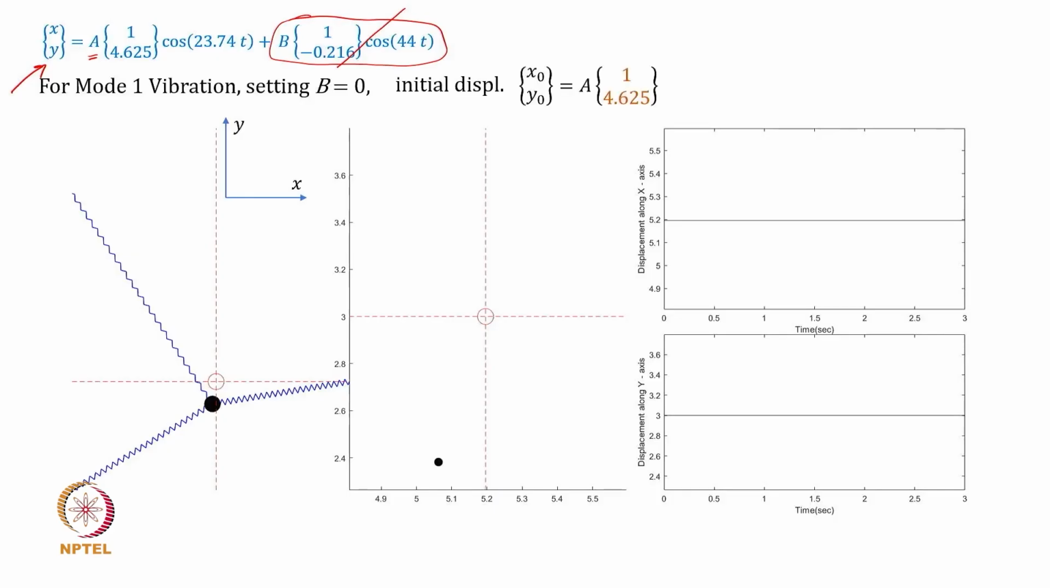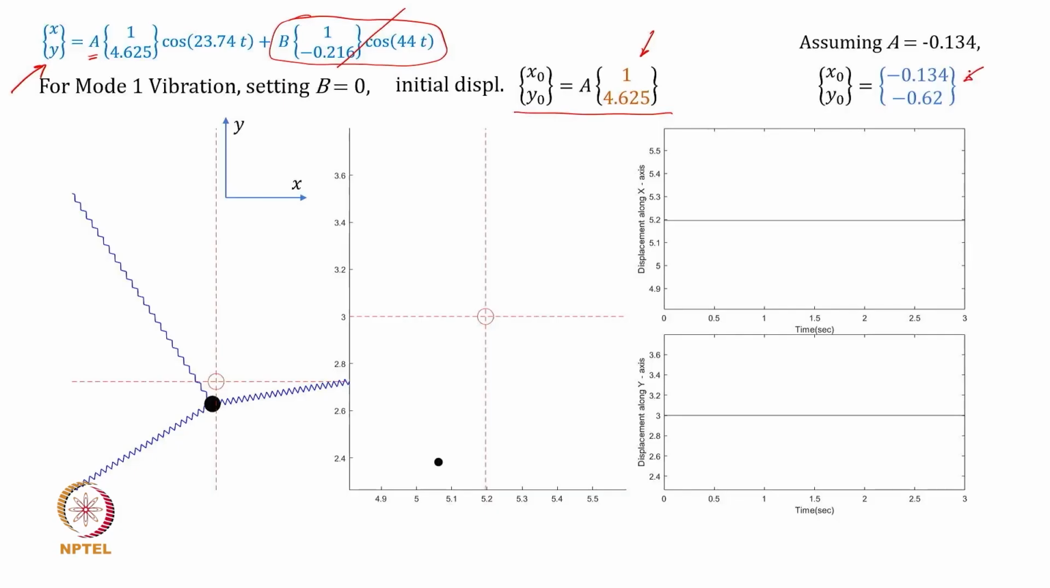Now what I do is, if I set b equal to 0, the initial displacement at t equal to 0 will turn out to be this, cos 23.74t becomes cos 0, equal to 1 for t equal to 0, and therefore this is my initial displacement. Now I can use any value of a, because it will only be proportionate to the mode shape number 1. So I can use a equal to 1, 2 or 3 or whatever value. So I take some arbitrary a value, so that the initial position is given by this.